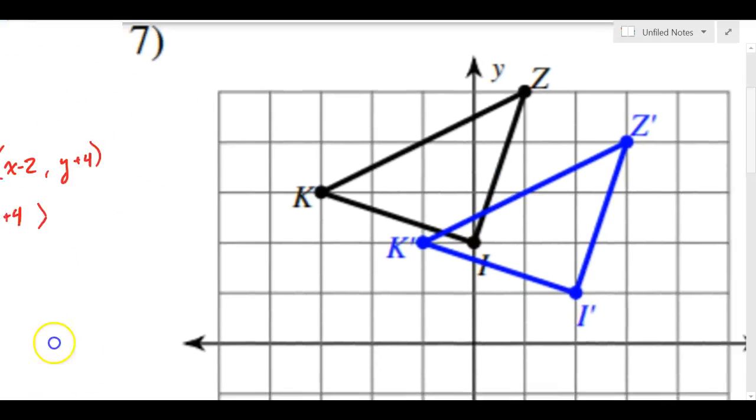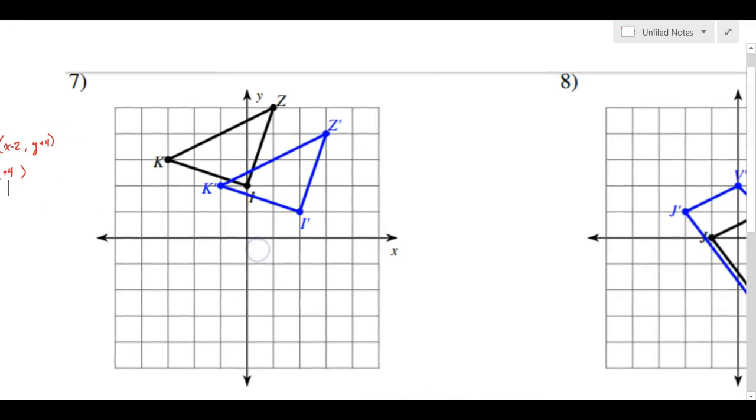Now we're going to come over here. And there's a couple of these that we're going to do where we actually have to say what the translation was. Now, the first thing we need to do is identify which is the original image. And the original image is the one without the prime. So as I'm looking at this, I see that the original image is, in fact, the black triangle, not the blue triangle. Now I need to count what happened.